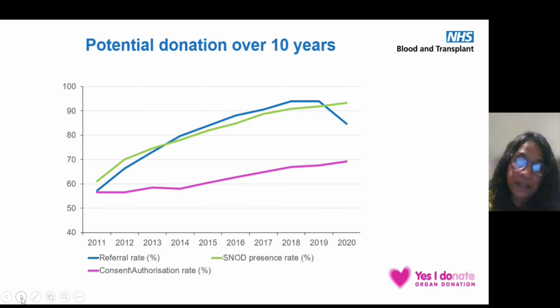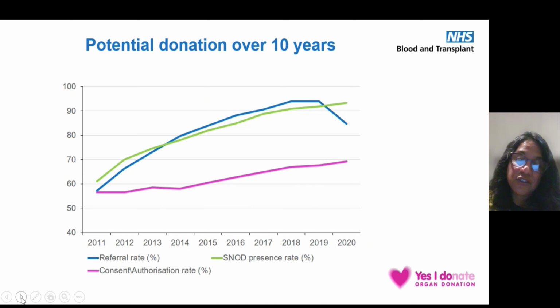The blue graph, the blue line, actually is about referral rate. Referral is when an intensive care unit refers a patient on life support to NHS Blood and Transplantation for consideration of donation and transplantation.